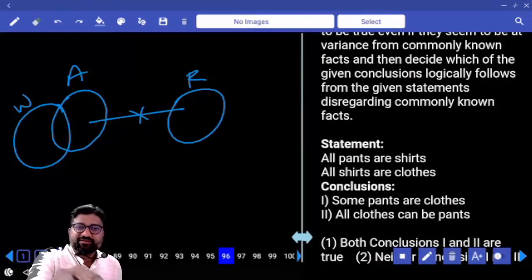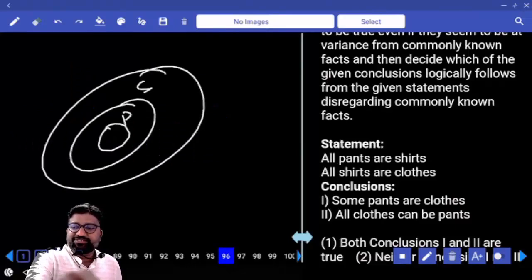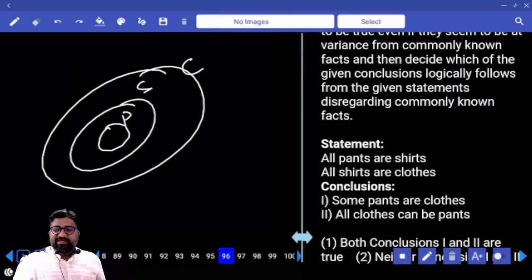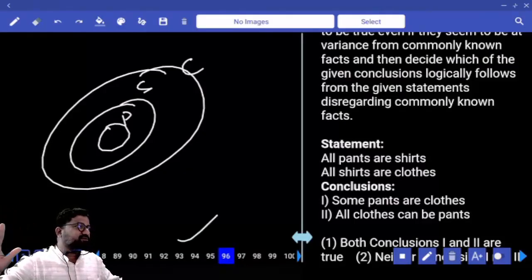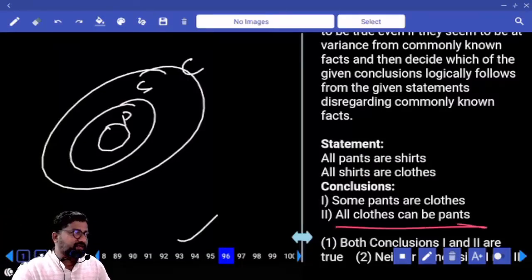96th క్వశ్చన్ ఉంది. ఏంటిది? ఆల్ ప్యాంట్స్ ఆర్ షర్ట్స్, ఆల్ షర్ట్స్ ఆర్ క్లోత్స్. వీల్ ఓన్లీ సీ ద కంక్లూషన్. ఫస్ట్ కంక్లూషన్ సమ్ ప్యాంట్స్ ఆర్ క్లాత్స్, రైట్ ఆర్ రాంగా? రైట్. సెకండ్ కంక్లూషన్ ఆల్ క్లాత్స్ కెన్ బి ప్యాంట్స్. కెన్ బి అంటే ఈజ్ ఏ పాసిబిలిటీ. ఆల్ ద స్టేట్మెంట్స్ ఆర్ పాజిటివ్, రైట్, అంతే. ఇంకా వాడు వెళ్ళిపోతాడు. 1 2, బోత్ 1 and 2 ఫాలోస్. షార్ట్ కట్ చెప్పడం జరిగింది, ఇది ఎందుకు రైట్ అని కూడా నేను ఆల్రెడీ. అవునా కాదా?